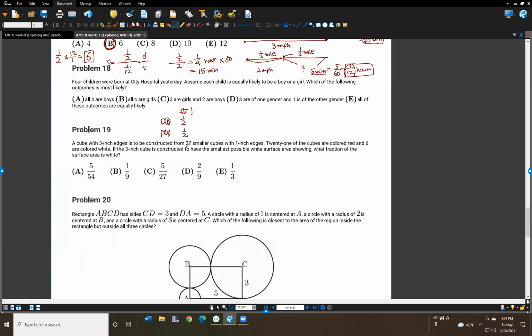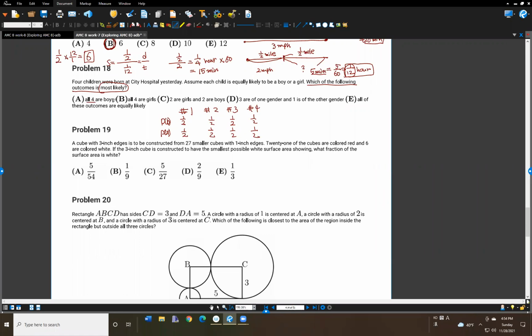Okay. 4 children were born over here. Number 2 also 1/2, 1/2. Number 3 child also can be a boy or a girl. And the 4th child also, same thing, half and half. That's the probability. But the question over here is, which of the following outcomes is most likely, highest probability?